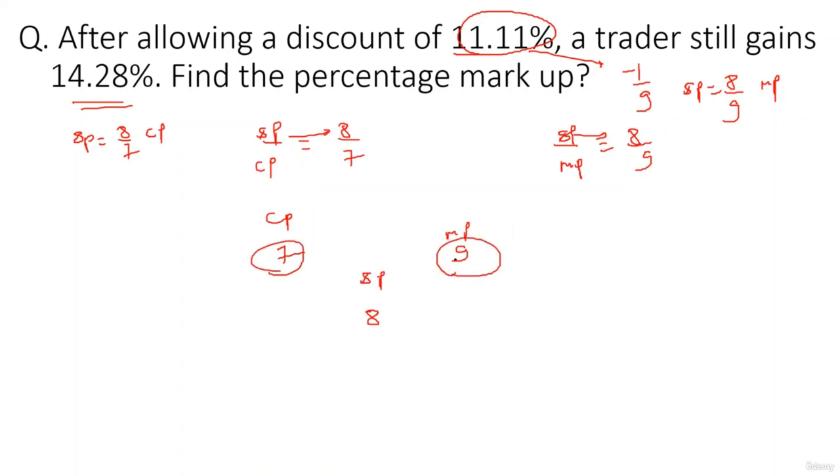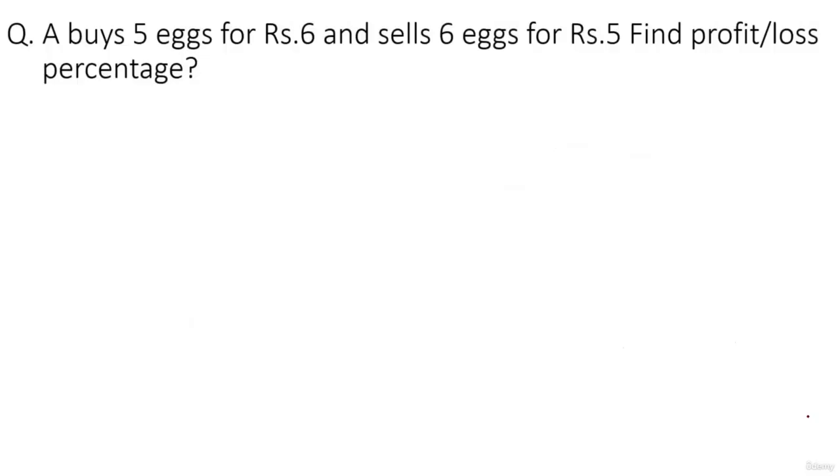They're asking you to find the percentage markup. The markup is 2 rupees extra out of 7. 2 out of 7 is 28.571428 recurring. That is the required answer. All right, we go on to the next question, guys.